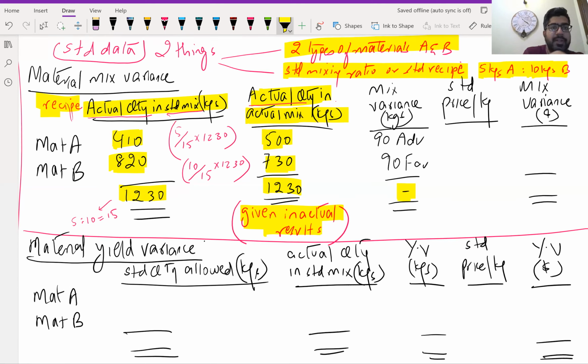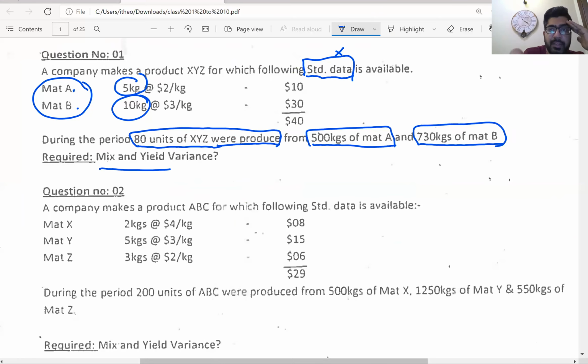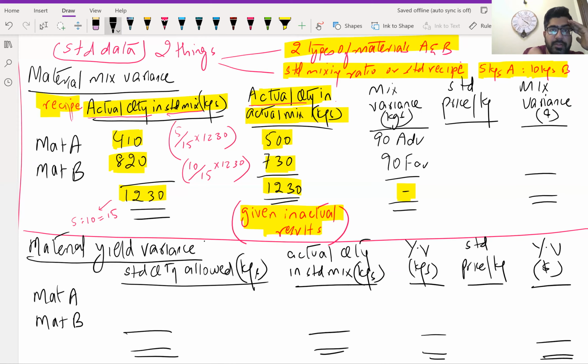Multiply with standard price per kg. So for standard price per kg, go back to the question, in the standard data. The standard price per kg in standard data is 2 per kg and 3 per kg for A and B. So standard price per kg is 2, 3. 90 adverse kgs into 2, it's 180 adverse, and 90 favorable into 3, it's 270 favorable. Net of them, 270 favorable, 180 adverse, it's 90 favorable.